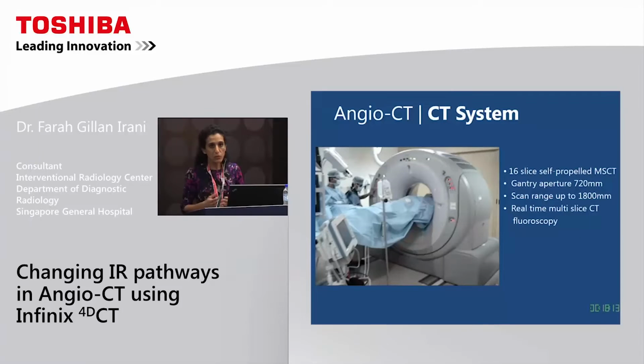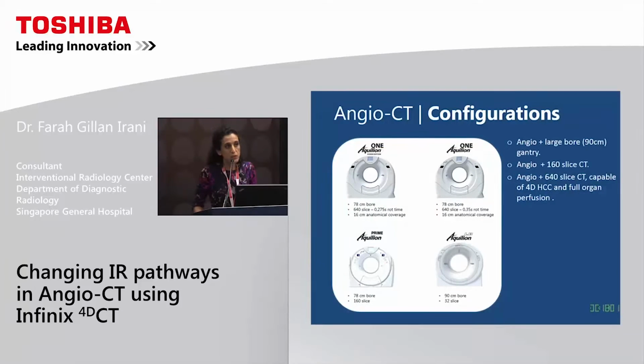You can have different gantry apertures. Ours is a 72 centimeter gantry aperture with a scan range of 180 centimeters, and it is also capable of doing real-time multi-slice fluoroscopy. So you have multiple new iterations of the Angio CT system. You have the Angio with a large bore gantry, which is 90 centimeters. This is very useful when you have very large or very obese patients, and therefore to do intervention, you do need the large bore. You can have Angio with 160 slice multi-slice CT, or you can have it even with the 640 slice CT, which makes perfusion very useful, which is usually of 16 centimeter perfusions that you can do.